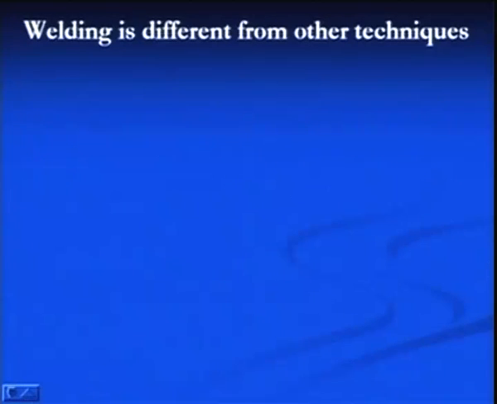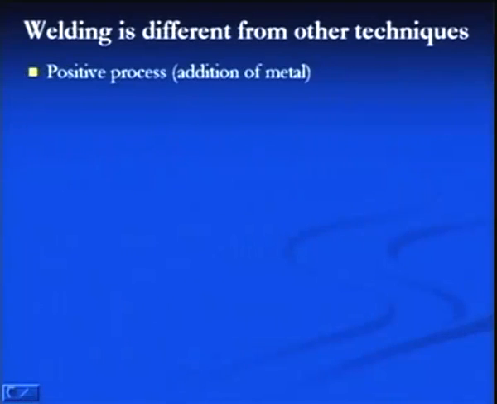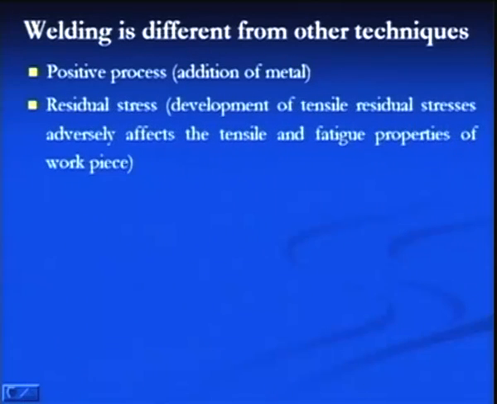Welding is different from other manufacturing techniques in a number of ways. Like the welding is considered as a positive process because addition of the metals is used to get the desired size and shape. The very undesirable aspect of the welding is the development of the residual stresses in weld metal and the heat affected zone. Many times in the weld metal and in the heat affected zone, tensile residual stresses are developed, which adversely affect the tensile strength of the weldment.